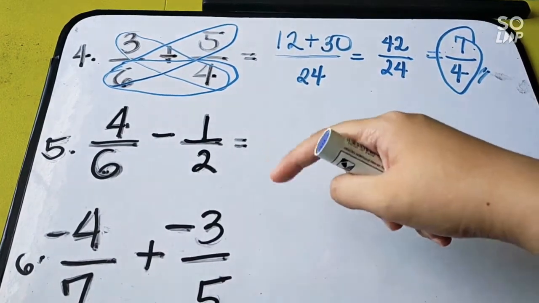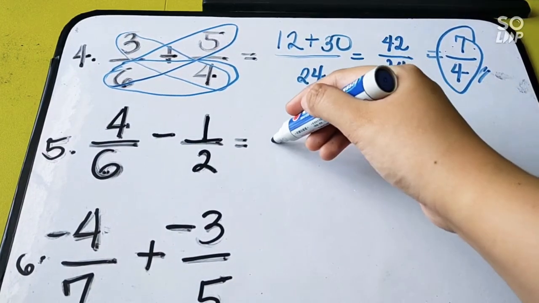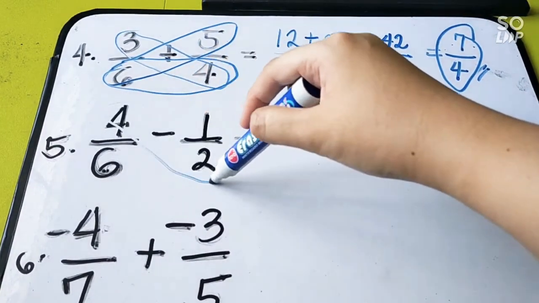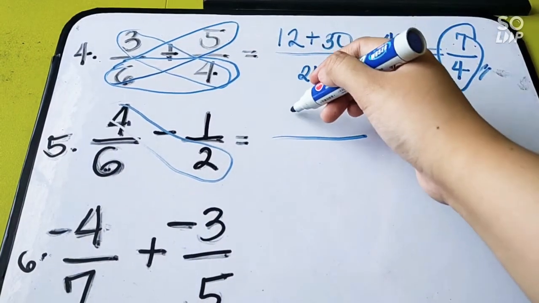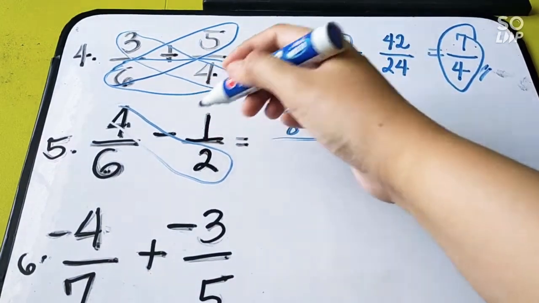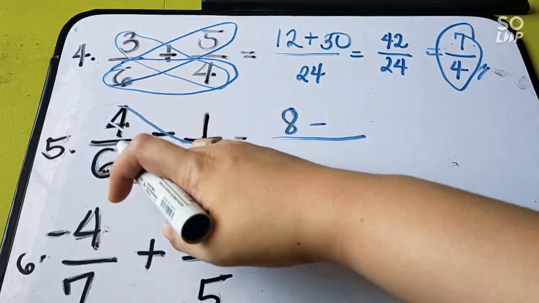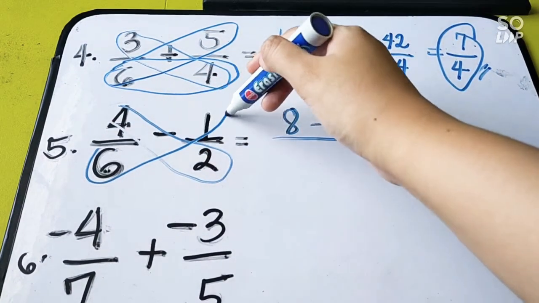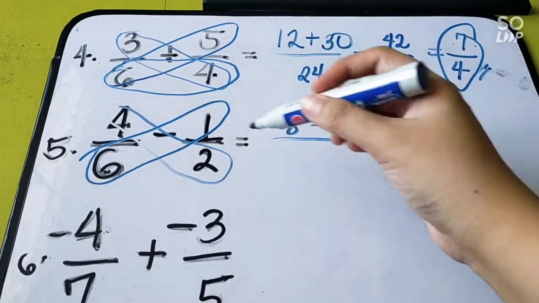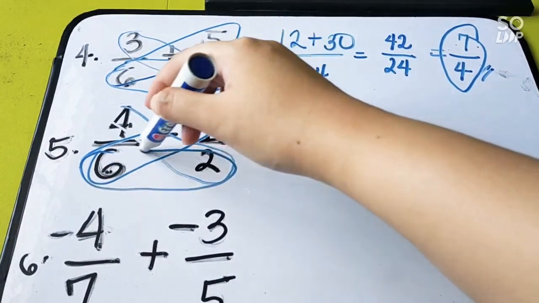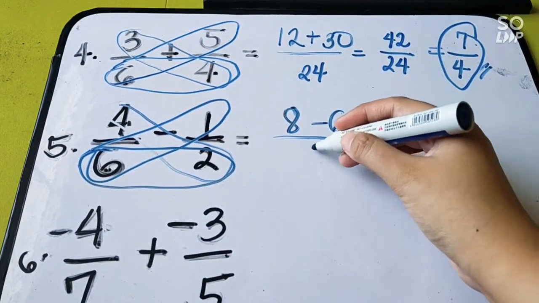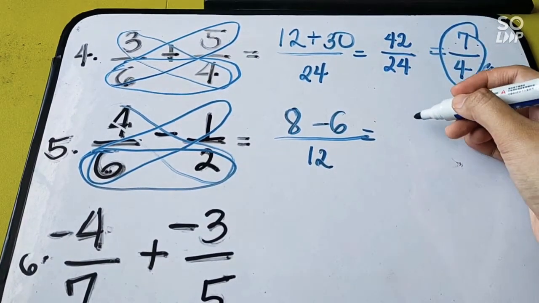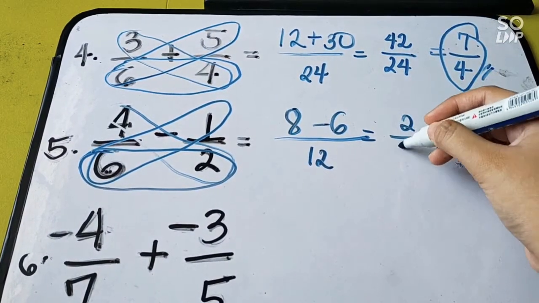Next tayo, number 5. We have 4 over 6 minus 1 half. Let us use the butterfly method. 4 times 2, the answer is 8. Right here, 8. Copy the sign, minus, 6 times 1. The answer is 6. That's 1. Then, the last part, we have the denominator. 6 times 2, the answer is 12. Next, 8 minus 6. The answer is 2 over 12.